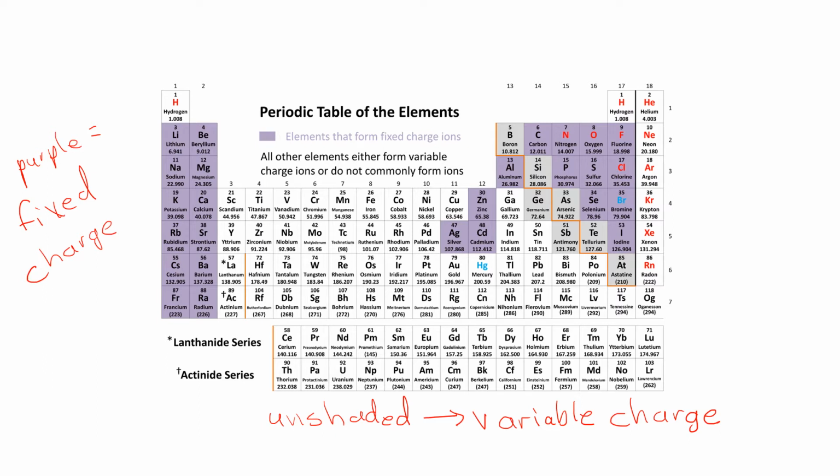Notice that pretty much the vast majority of the periodic table forms variable charge ions, and there is one group that will not form ions, and those are the noble gases. So over here, this last column, they do not form ions. We also are going to kind of gloss over the metalloids. So anything that we're saying about the charges will just apply to the metals or the nonmetals.